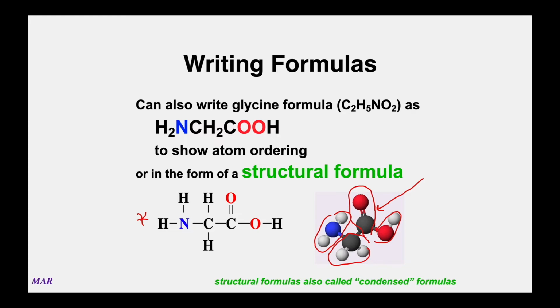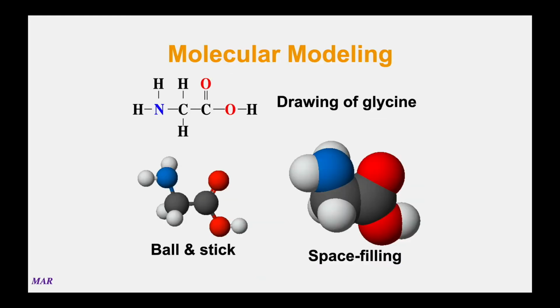A structural formula is sometimes called a condensed formula, and all these ways are legit. Most of the time, we're going to write our formulas like this because they're compact. But there are uses for the expanded versions as well. Here's, again, an overview of some other ways to show it. A drawing of glycine in a two-dimensional representation is right here.